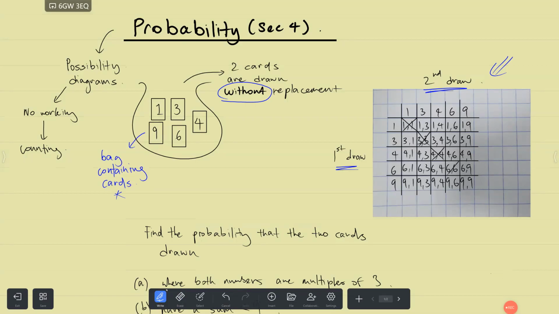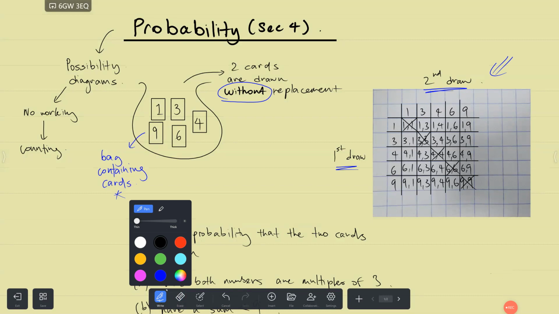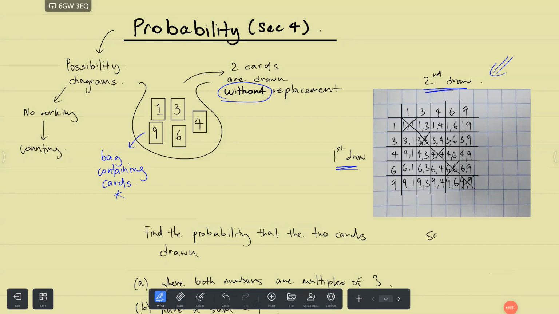So we can cancel this portion as a diagonal across. You can't have combinations of cards like 3, 3, 4, 4, 6, 6, and 9, 9. And what this does to the sample space is that instead of 5 times 5, which is 25, you will get a decreased sample space of 20. Five times 5 was 5 different cards to have, and you minus off the boxes of repeated cards, and you get 20 as your total sample space.